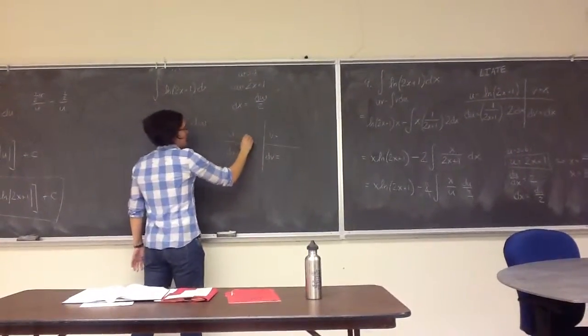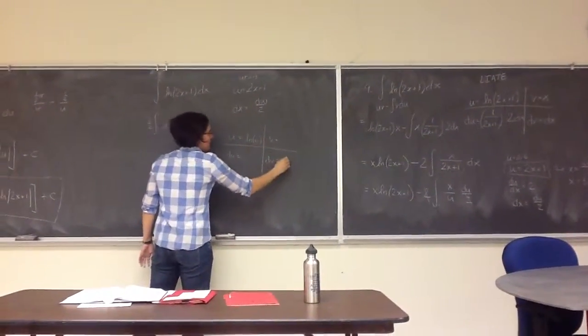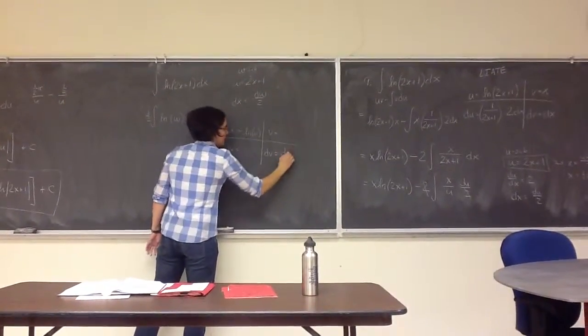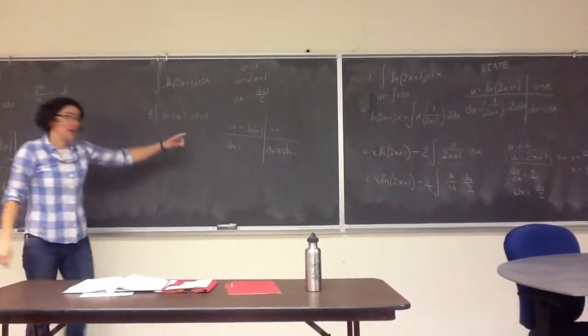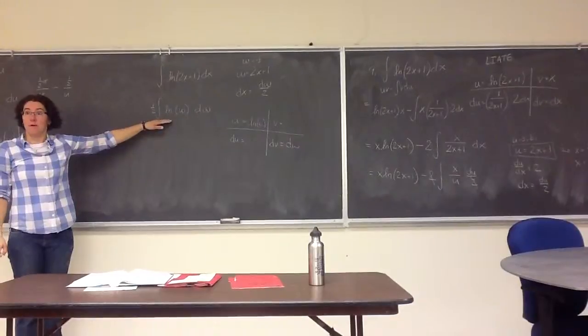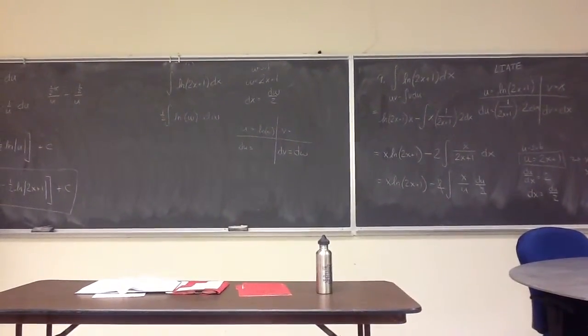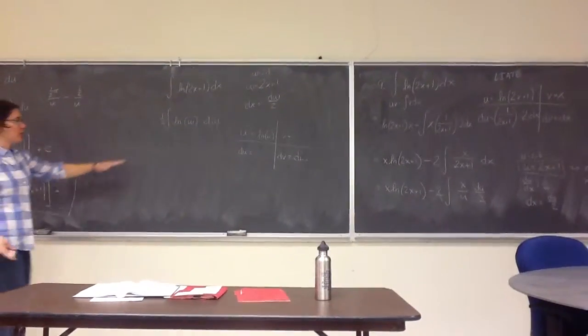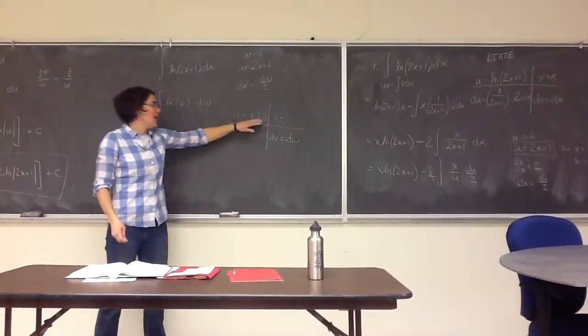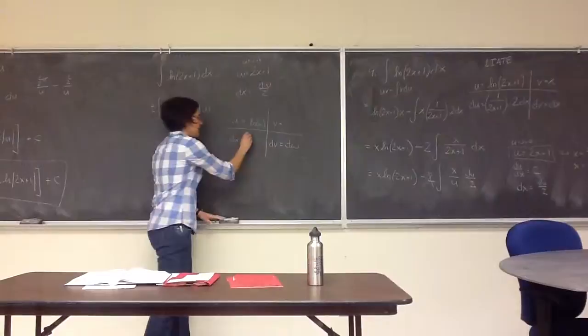So my u is natural log of w, my dv is dw, and I can work my integration by parts this way as well. So that's valid? Yes, absolutely. You can keep going like this. It makes your life a little bit easier in terms of your derivative.